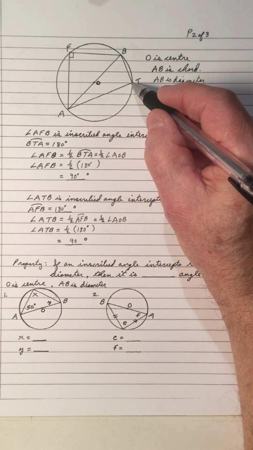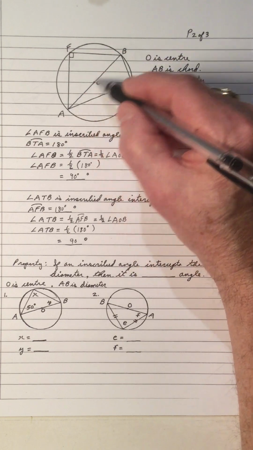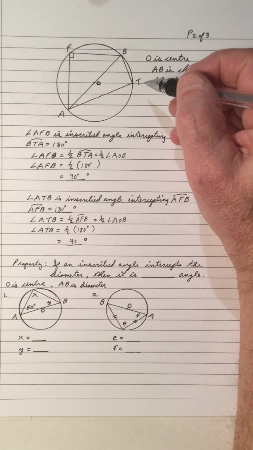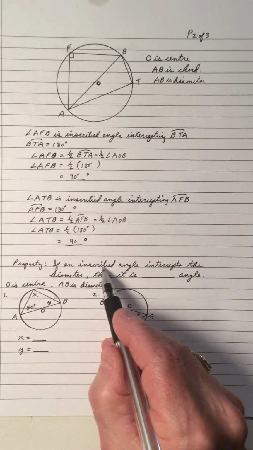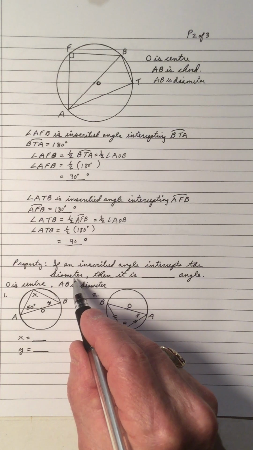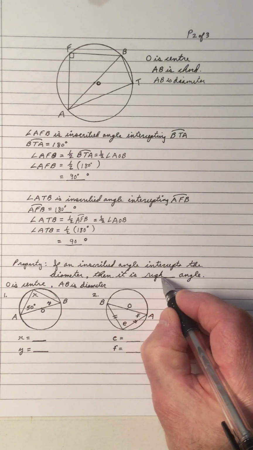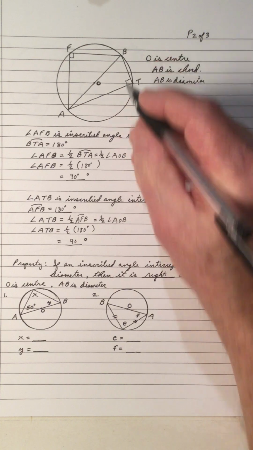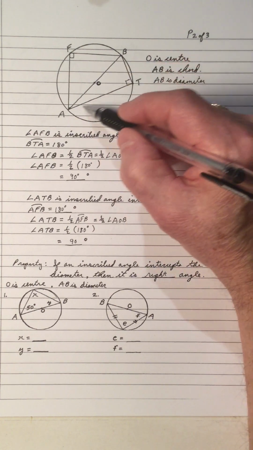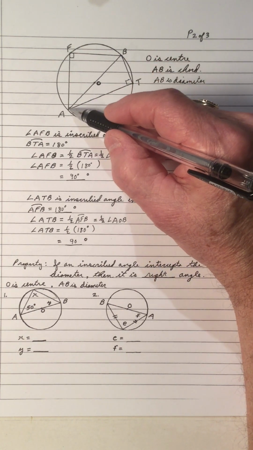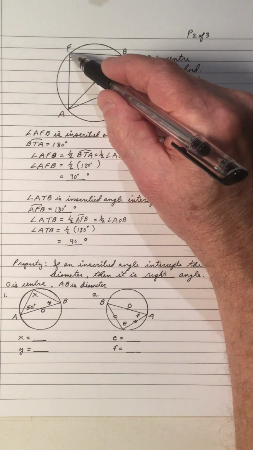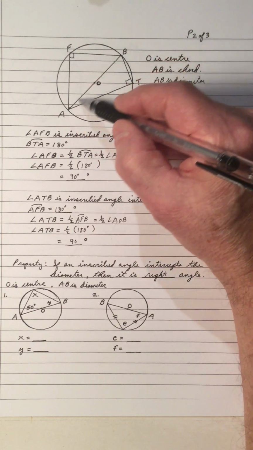And again, this is an inscribed angle subtended by this arc, or intercepting this arc. So we have a property that's used all the time, and the property is an inscribed angle intercepting the diameter. If an inscribed angle intercepts the diameter, then it is a right angle. In other words, the angle is 90 degrees. Notice the inscribed angle is cutting off the diameter, and the diameter is 180 degrees, so that's why it's 90.